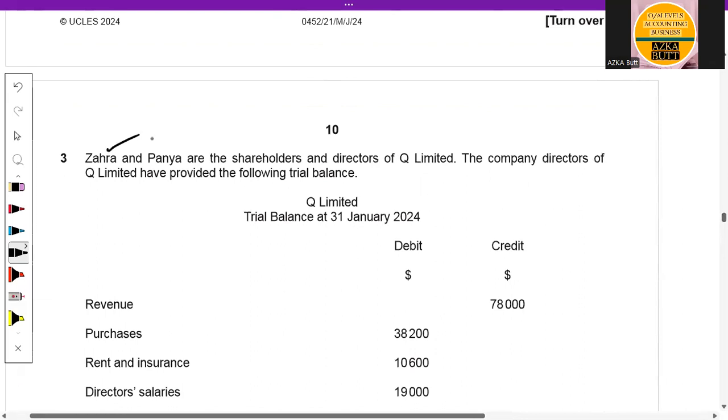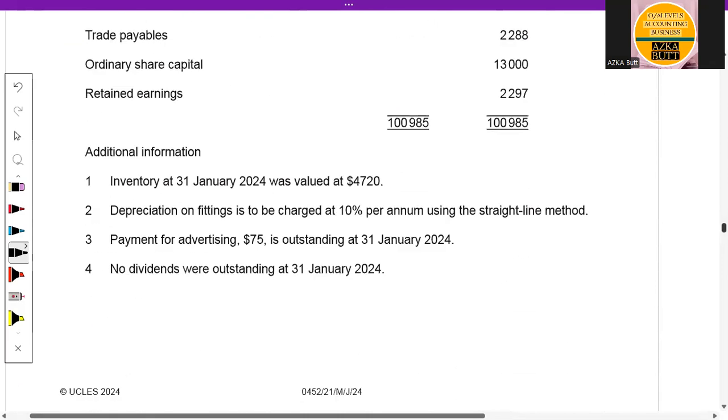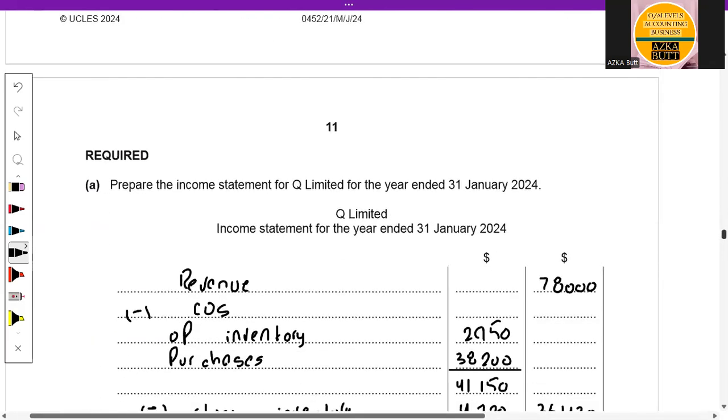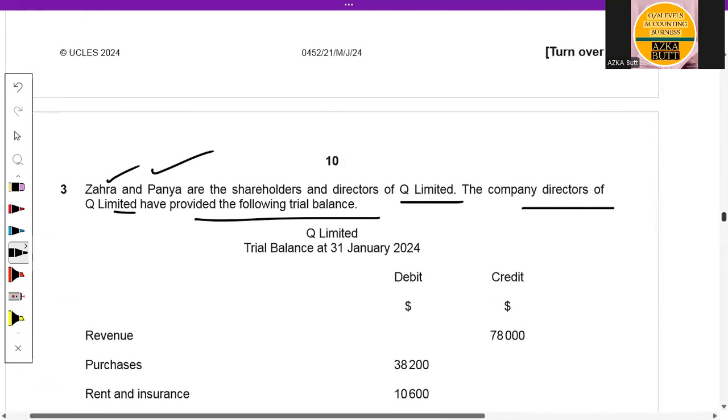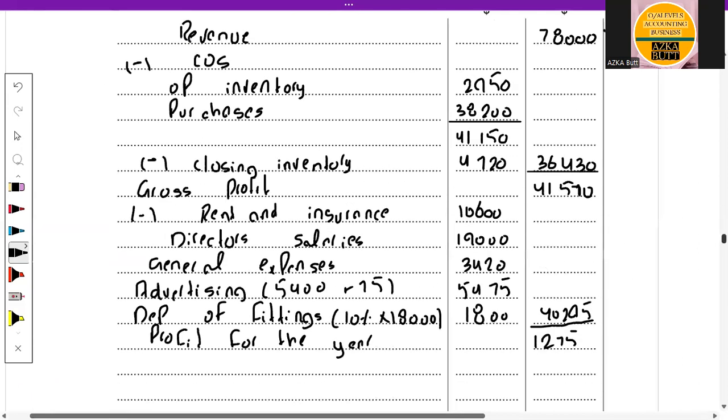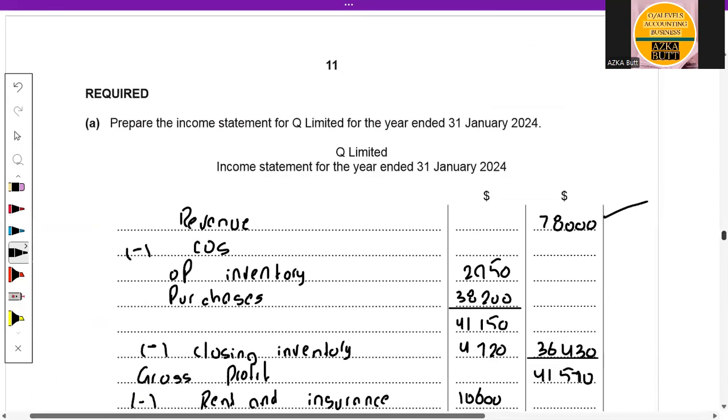Okay, so Zohra and Pania are the shareholders and directors of Q Limited. Company directors of Q Limited have provided the following trial balance. So this is a trial balance, and we have to prepare the income statement. First of all, we have the revenue. As you can see, the revenue is $78,000, and after that, we have to find out the cost of sales.